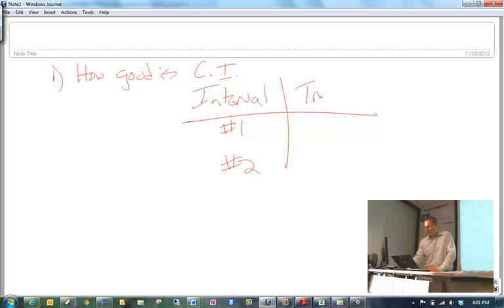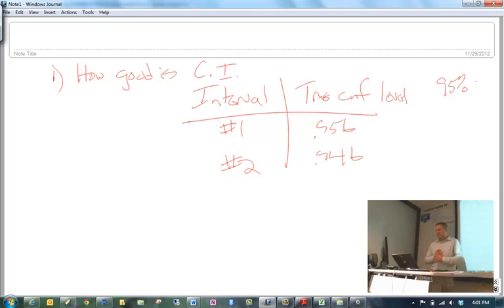And the true confidence level was 0.956 for number 1, 0.946 for number 2, and the goal was, let's say, 95% confidence. Which interval is better? And I'm sorry, this is the estimated true confidence level. And so there are, let's say, B equal 500 simulated data sets. Which interval is better?